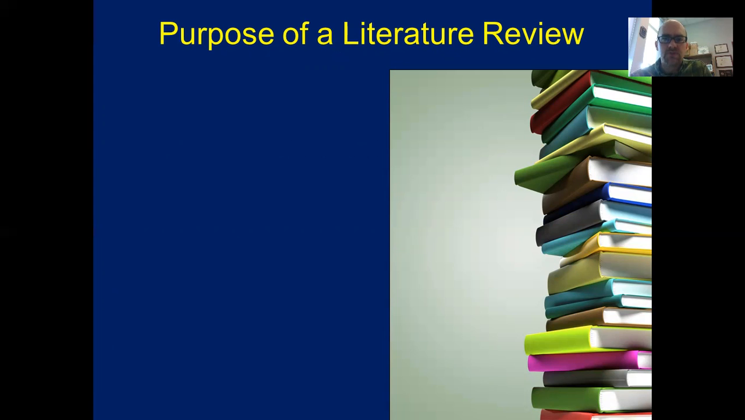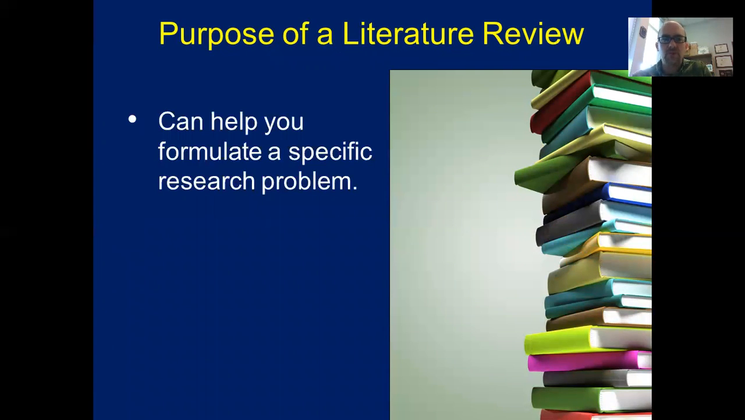So the purpose of a lit review, it can help you identify a specific research problem. So if you look through the literature, you're probably going to find that there are some questions still out there. There is some information that's missing. A lot of times at the end of a publication, what researchers will do is they'll identify future things that need to be worked on. And so you can get a lot of good information from that.